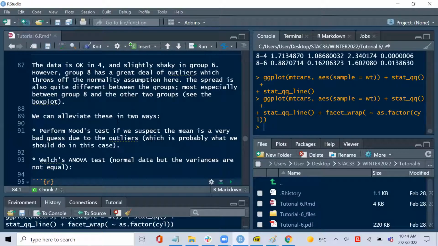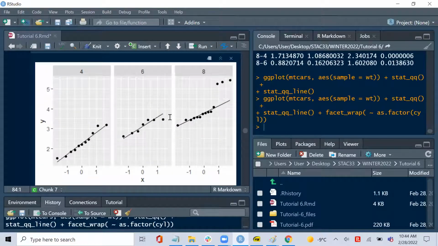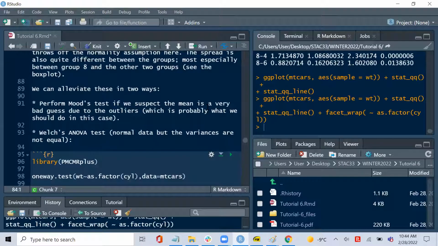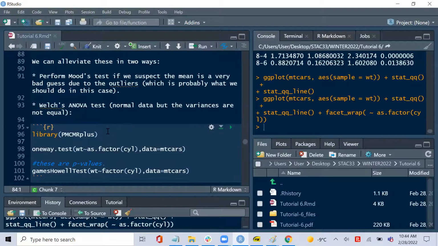The Welch's t-test only really works if the distributions for all of these groups follow the line, but the standard deviation perhaps is not consistent across the different groups, right? But you can see that with group 8, there's a bit of a problem. But anyways, let's pretend that Welch's test is okay. There's a library you should install. It's called PMCMRplus. I'm going to do a one-way test here. I'm looking at mean differences, right?